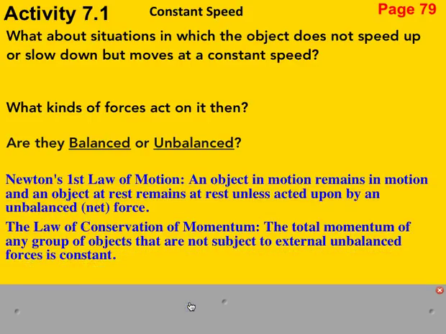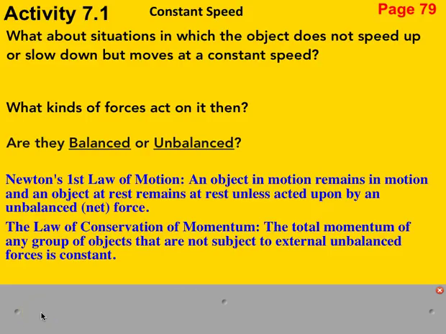Well, let's look at Newton's first law. Newton's first law of motion: an object in motion remains in motion, and an object at rest remains at rest unless acted upon by an unbalanced force. Or sometimes it'll say acted upon by a net force. So it has to be an unbalanced net force, right? Okay, so think about this. An object in motion remains in motion. An object at rest remains at rest unless acted upon by an unbalanced force.